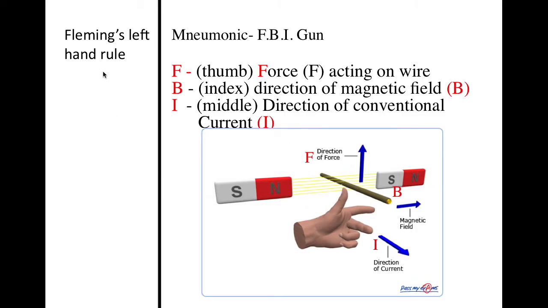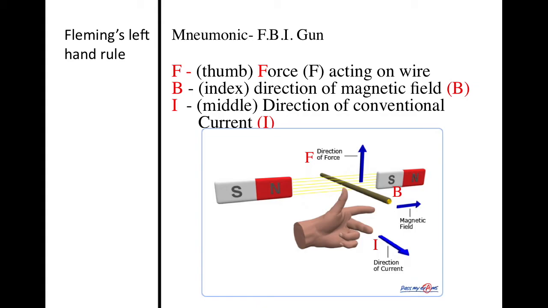One way to determine the force acting on the wire given the current and the magnetic field, we can use Fleming's left-hand rule, sometimes also called the FBI gun. If you were to make a gun with your left hand, as shown in this diagram, the thumb would represent the force acting on the wire. The index finger would indicate the direction of the magnetic field, which is abbreviated as B for magnetic field. And the middle finger points in the direction of the conventional current.